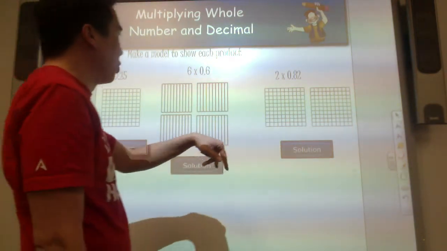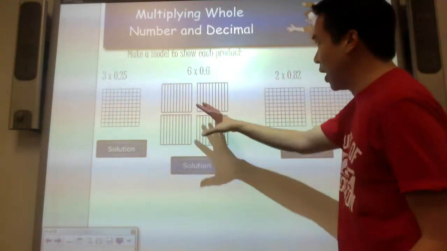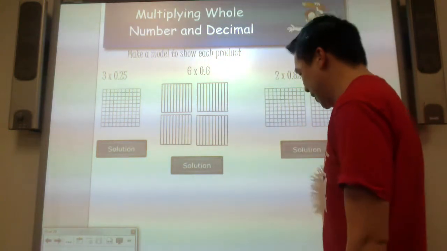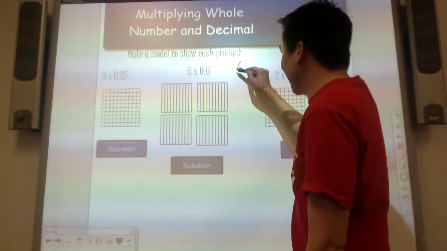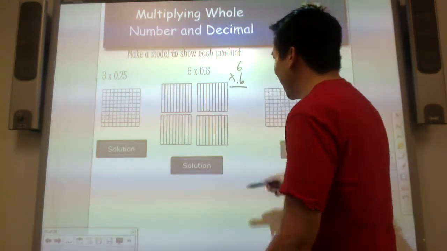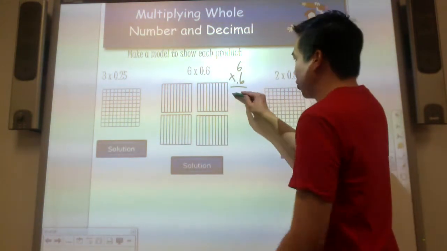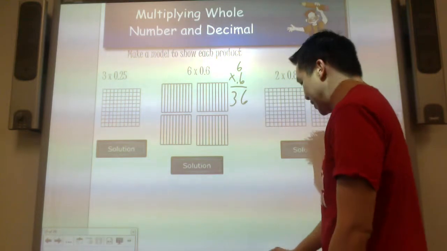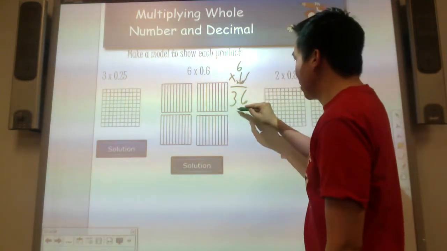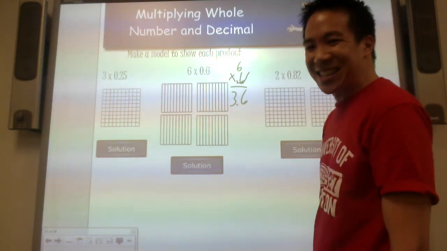So let's try one now without modeling. 6 times 6 tenths. Imagine there's no decimal point. What's 6 times 6? Multiply it just as a whole number. That's 36. What place value is the 6 in? In the tenths place. So I know the answer will be 3 and 6 tenths.